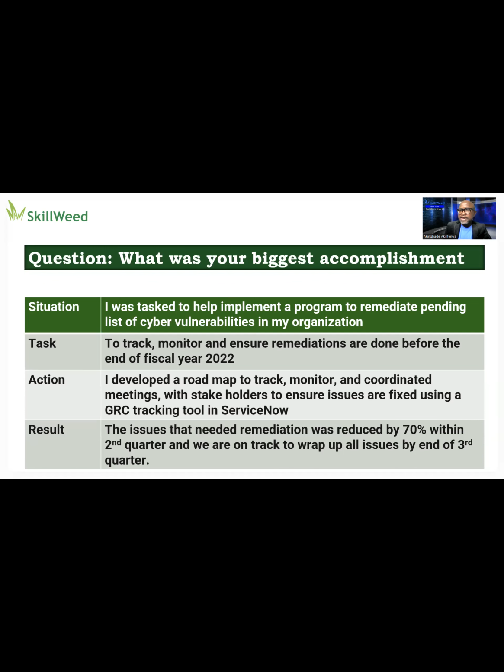And what I did specifically, I developed a roadmap to help to track, coordinate, and organize meetings to ensure all the key stakeholders fix those issues, monitor those issues, and I used the GRC tracking tool, ServiceNow, to do the tracking of each of those tasks at any point in time. By the end of the project, I was able to reduce the remediation by 70% within second quarter, and I kept us on track to wrap it up by the end of the third quarter. And it was very significant and meaningful to my organization, that project.